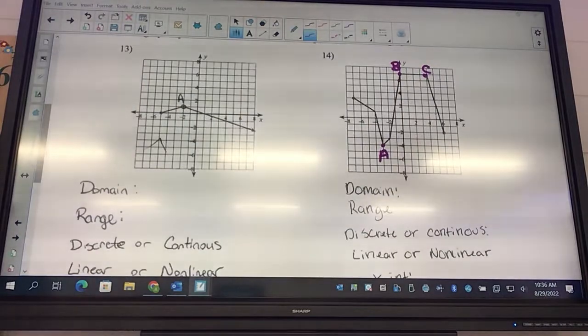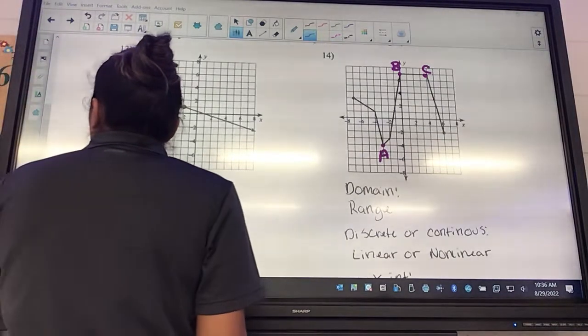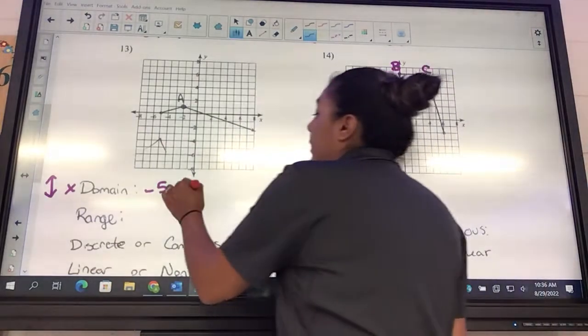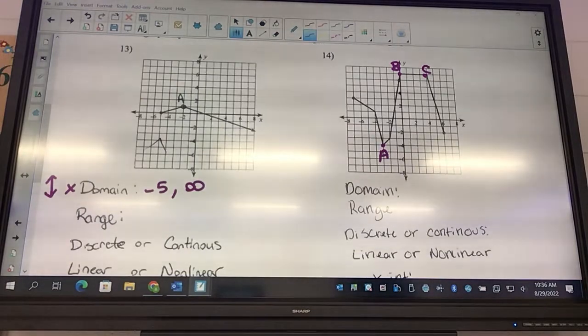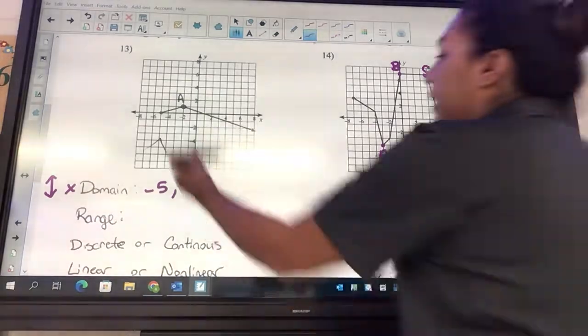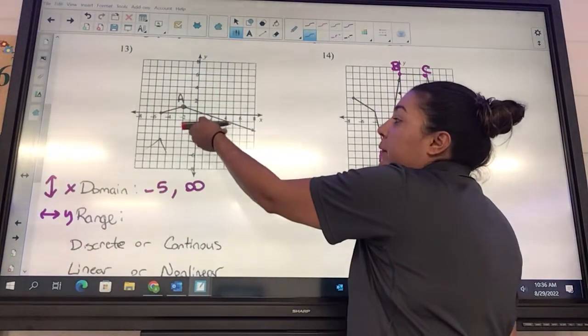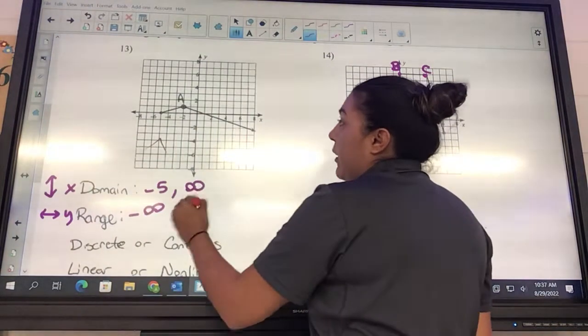Okay, we have domain. Number 13, what is the domain? How do you hold your pencil? You're going to hold your pencil up and down. Negative 5 to infinity. It starts at -5 right there on that dot, and then what does an arrow mean? Infinity. Okay, the range. We do our pencil this way. We start dragging up from the bottom, and the first part that we touch is that arrow. So it's going to be negative infinity to what? 1.